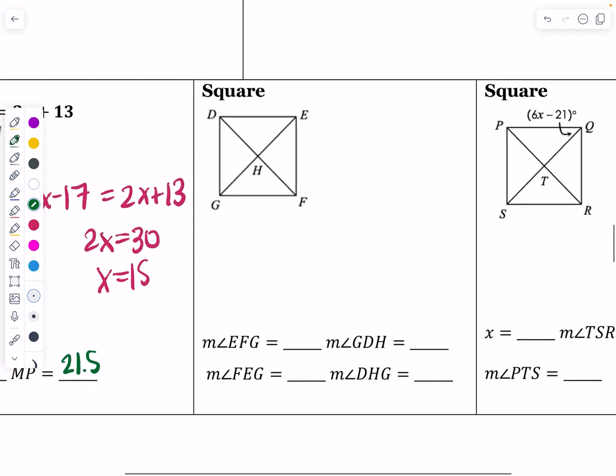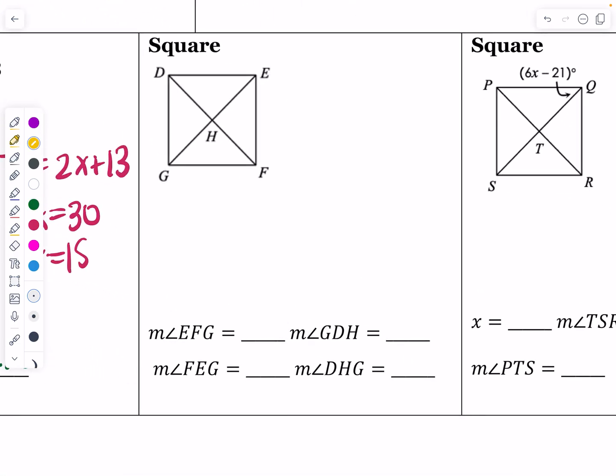All right, the square, they want to know a bunch of different angles. They want to know, first of all, what is EFG? That is this full angle. That's going to be a right angle, so that's going to be 90 degrees. Then they want to know what is G to D to H. So that's just going to be this part. All of those are going to be right angles.